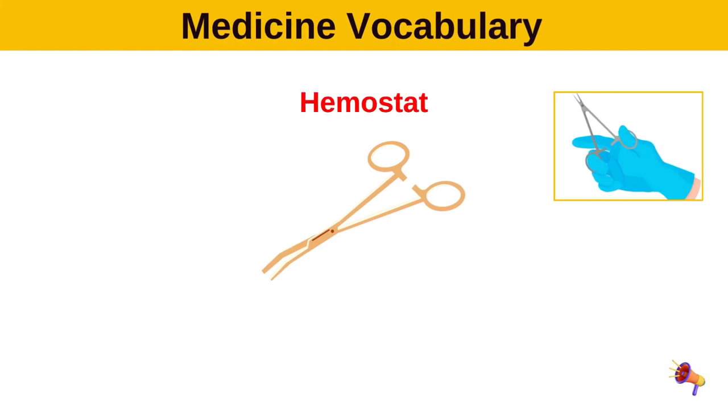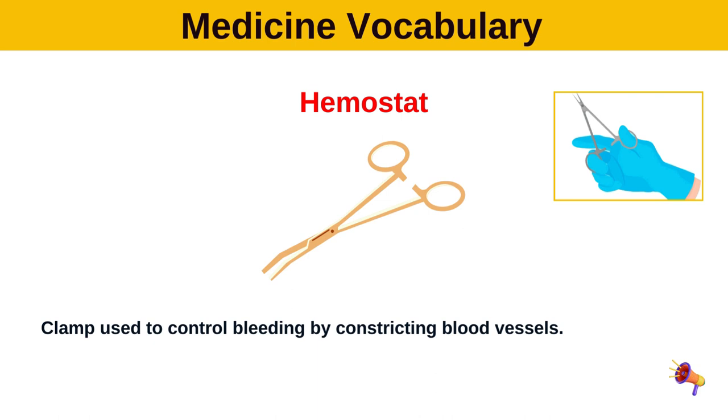Hemostat. Hemostat is a clamp used to control bleeding by constricting blood vessels.